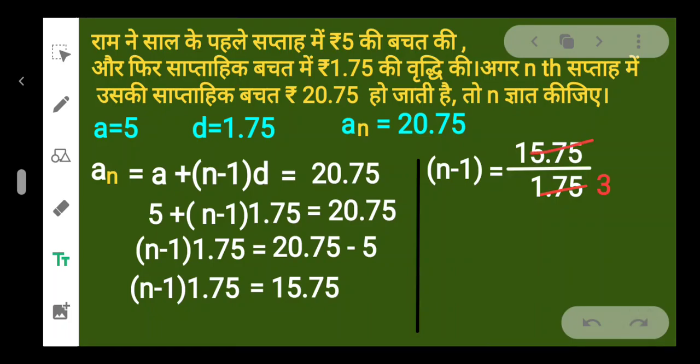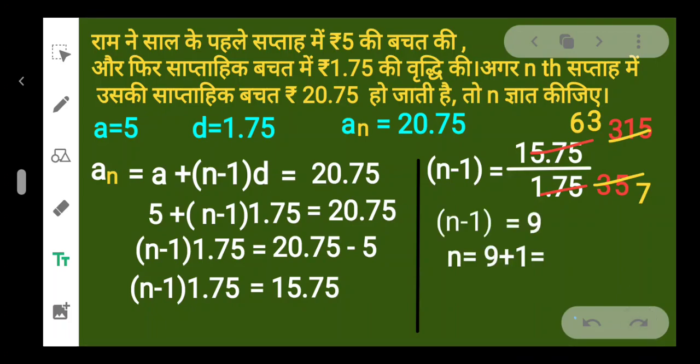5 3 is 15, 5 5 is 25, then again 5 3 is 15, 5 1 is 5, remaining 2, 25, 5 5 is 25. Again divide by 5, 5 7 is 35, 5 6 is 30 and 5 3 is 15. Okay, so now n minus 1 is equal to 9. Therefore we can easily find n, which is 9 plus 1 is equal to 10.